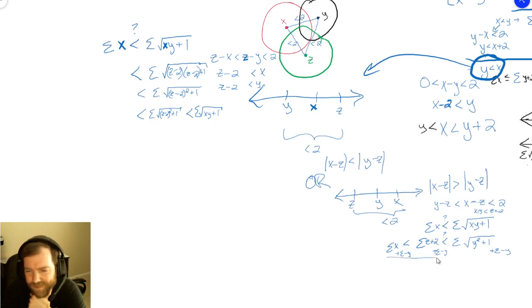Oh man. Alright, so if they have the same indices, you can combine them, which is going to make this the sum of all x minus y's. Then, sum of all z minus y plus 2's, less than, this is the one we don't know, all y squared plus 1 minus y, which is the square root of y squared, equivalent.